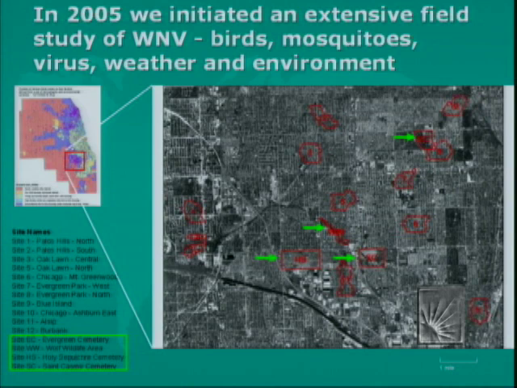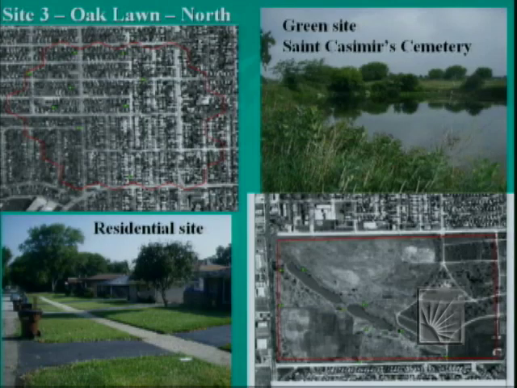So we started in 2005 an extensive field study of the birds, mosquitoes, and virus within a relatively small area of about 8 by 8 kilometers. We picked 16 different sites. Some of them we determined as very urban, and some of them we determined as being more natural. Now, natural within a city is limited, but you have areas, primarily cemeteries, that actually provide a relatively natural setting. And we want to compare, among other things, what is happening in the more residential sites versus what's happening in the more natural sites, and see the interplay between those two different types of sites.